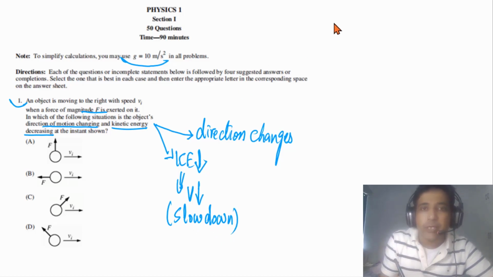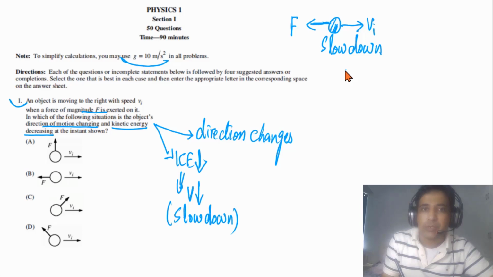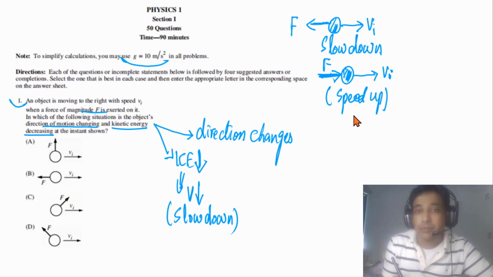Now we need to understand when an object will slow down. For example, this is the object. If this object is moving to the right, let's say its initial velocity is to the right. If we apply force on this object in the opposite direction, in this case the object will slow down. So these concepts you need to understand. Now you can also imagine that if the object is moving to the right, and we apply force in the same direction as the direction of motion, in this case the object will speed up, meaning its kinetic energy will increase.